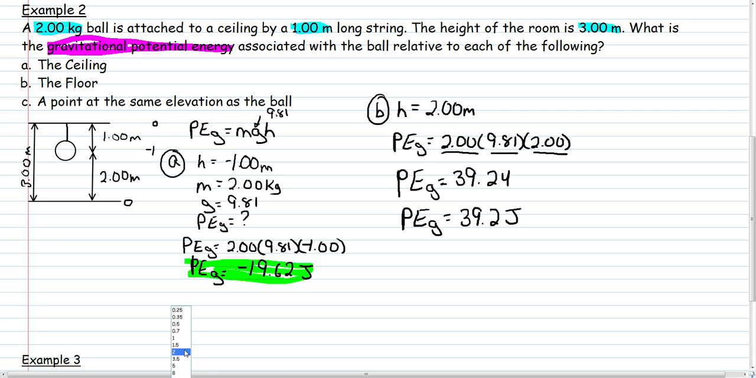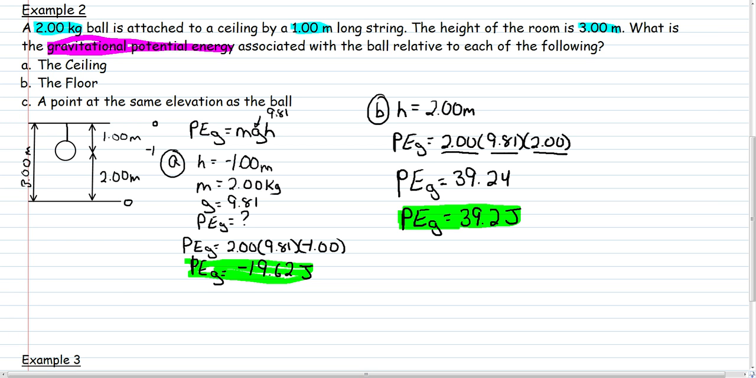Let me go ahead and highlight this. See if I can increase the thickness a little bit. There we go. I can probably go a little thicker on the next one. So now, let's do the final scenario.